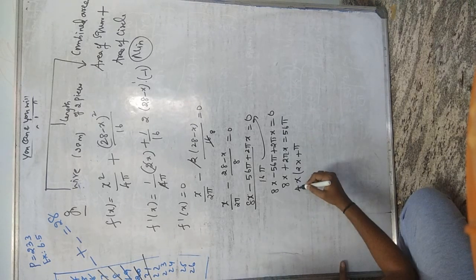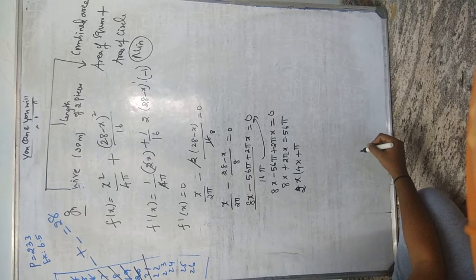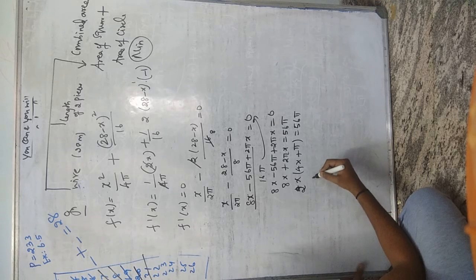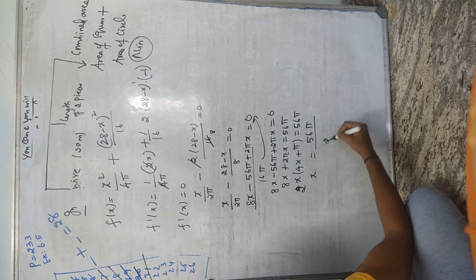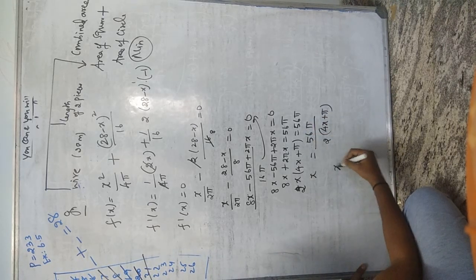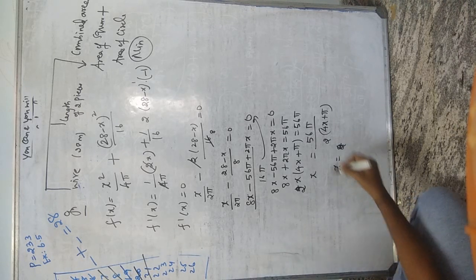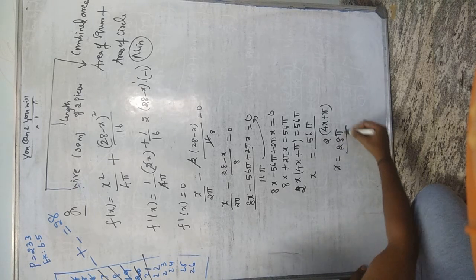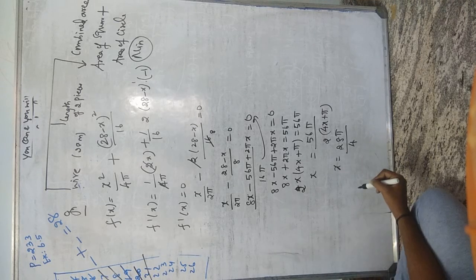No, I can't take 4 common, right? So 2 common. So I will take 4x plus pi, with 2 taken outside, equal to 56 pi. So x equal to 56 pi upon 2 into 4 plus pi. The 2s cancel, and I get 28 pi upon 4 plus pi.